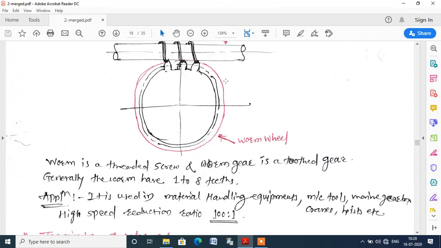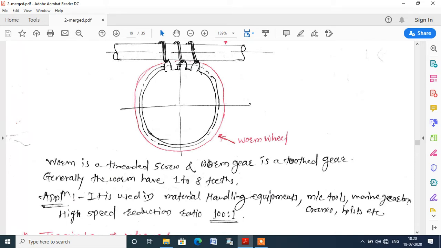What is a worm? A worm is, as I already told you, a threaded screw, and a worm gear is a toothed gear. Generally, a worm has 1 to 8 teeth. So the worm has only 1 to 8 teeth.